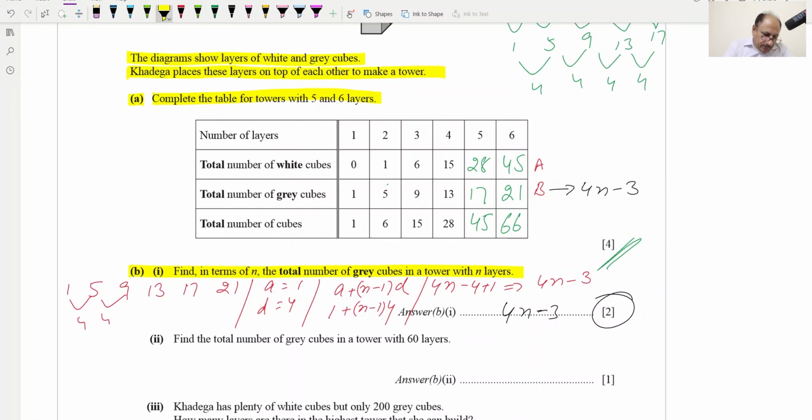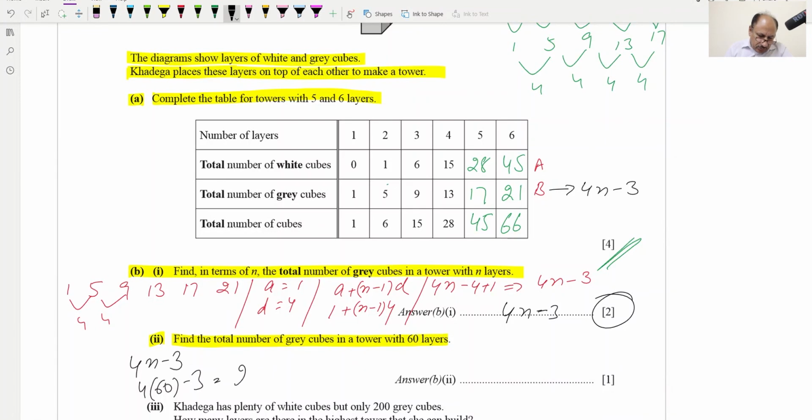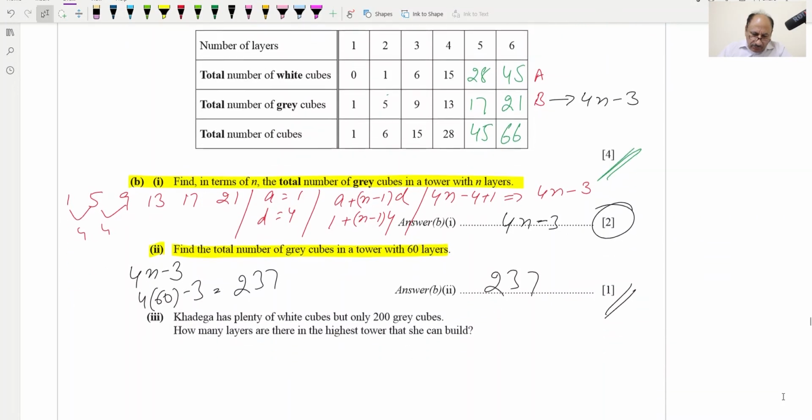Now for the second part they are saying, find the total number of gray cubes in a tower with 60 layers. So it is having 60 layers. We will use the formula which we have just found, which is 4n minus 3. So 4 into 60 minus 3 is equal to 237. So 237 will be the answer. This is one more part which we have done.